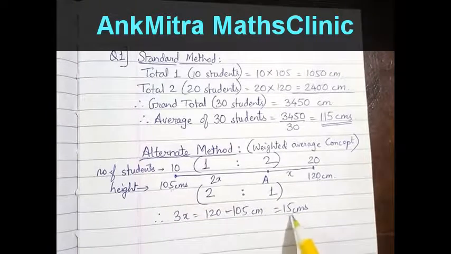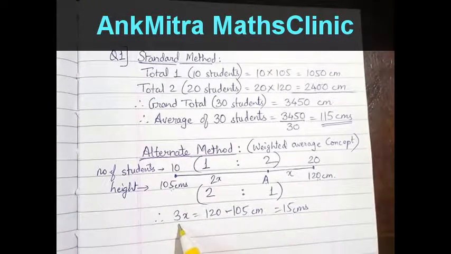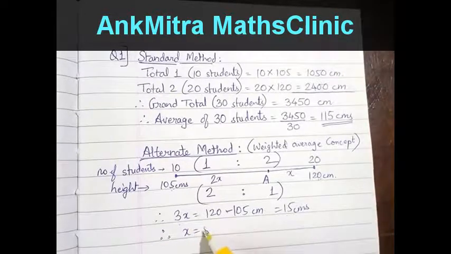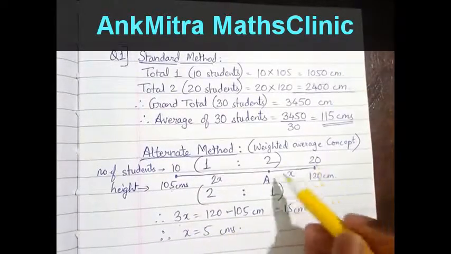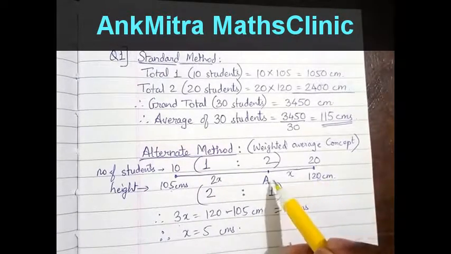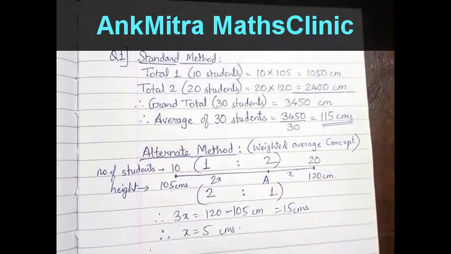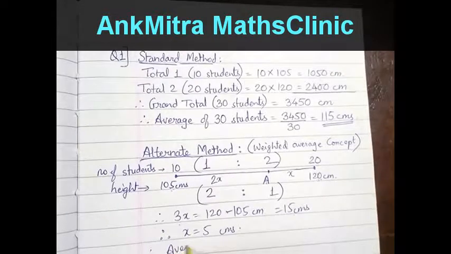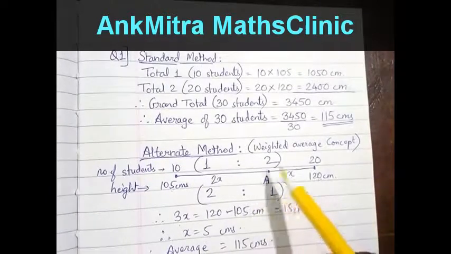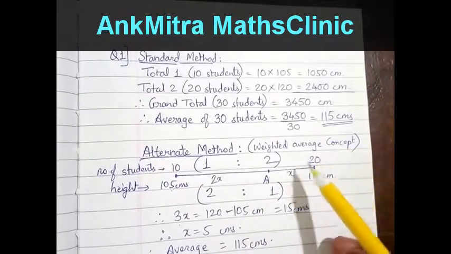So the total difference is 15 centimeters, which is equal to 3x. Therefore, x is equal to 5 centimeters. Therefore, A is 5 centimeters less than 120 centimeters. Therefore, the average comes to 115 centimeters. This concept, the weighted average concept, is actually simple.